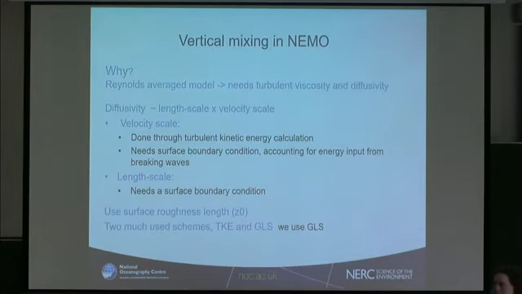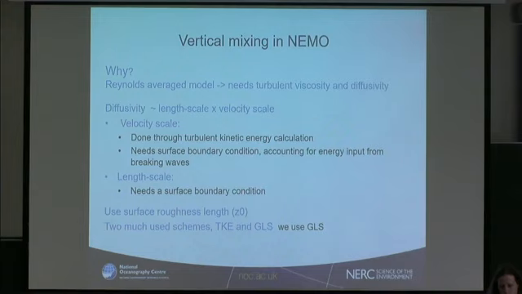So, basics on mixing schemes. I'm using the NEMO ocean model, but in general, Reynolds-averaged models need turbulent viscosities and turbulent diffusivities. Thinking about diffusivity, what we need in the end is a length scale for mixing to take place, and also a velocity scale, how much will happen. For the velocity, what is done in the ocean model is it calculates the turbulent kinetic energy of the flow.